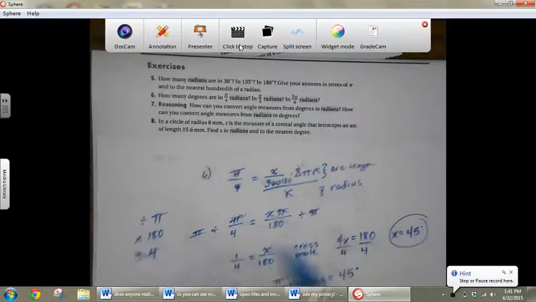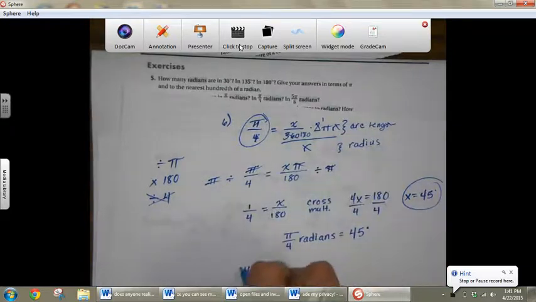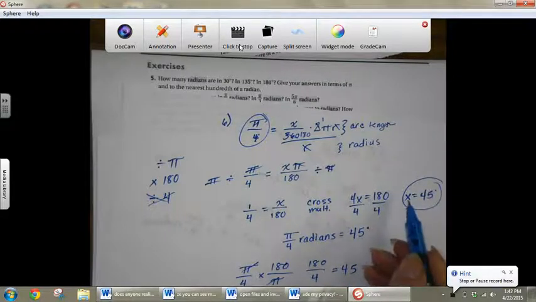So if I go to the very end, look at what I started with. If I just did pi over 4, and I multiplied it by 180 and divided it by pi, I would end up with 180 over 4, which was 45. That's what I had for my final answer.